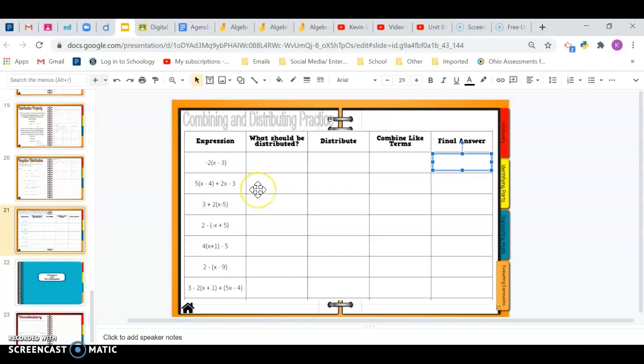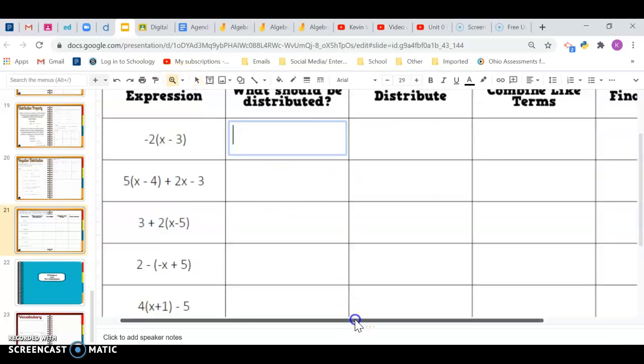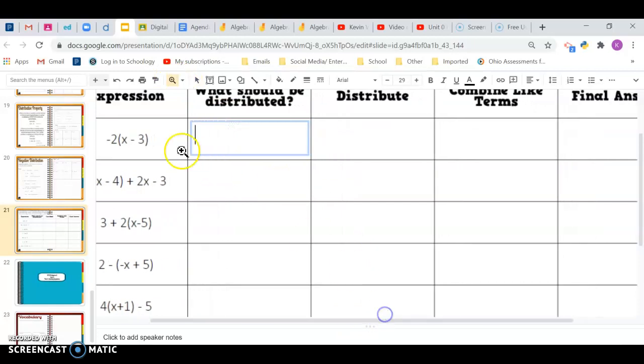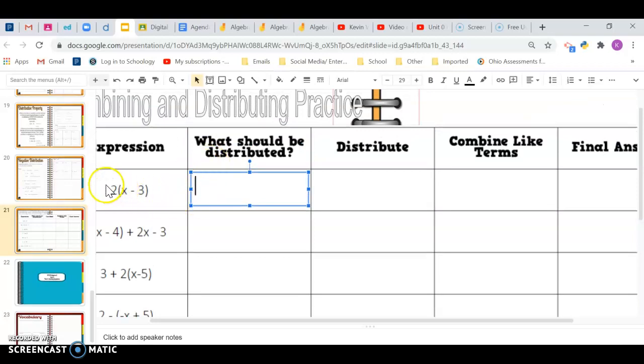So we're going to go through 2 of these together. Okay? Let's look at this first example. All right, so our expression is -2 times x minus 3. So what should be distributed? The thing that's outside of the parenthesis. That means that we're just distributing -2.